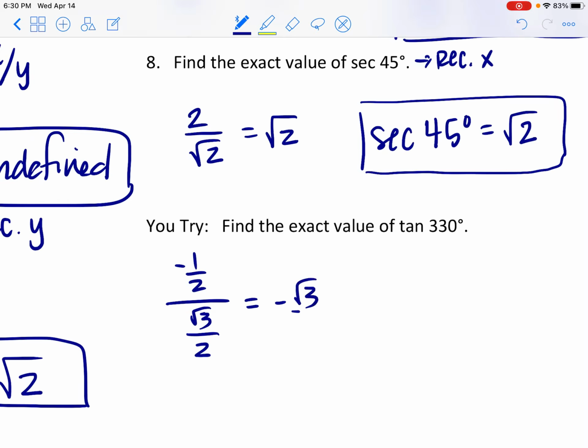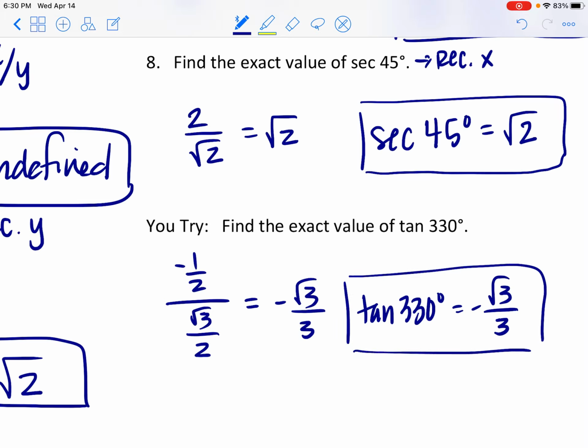So negative radical 3 over 3. So we're going to say the tangent of 330 is exactly negative radical 3 over 3. And no more gaps in the paper. Okay, so there we go.